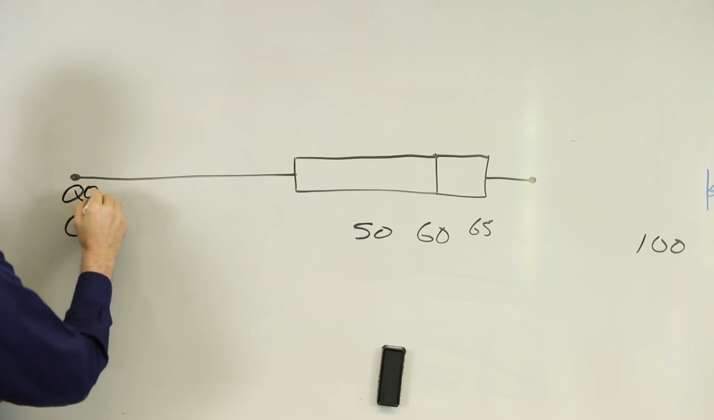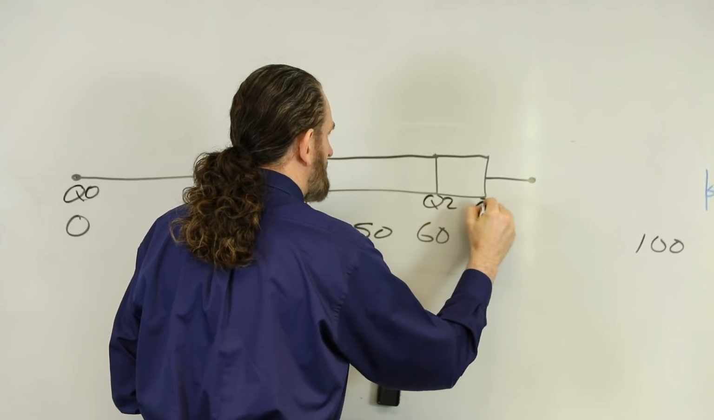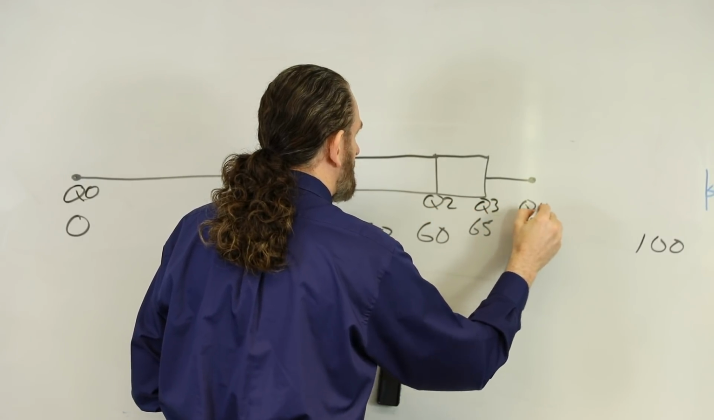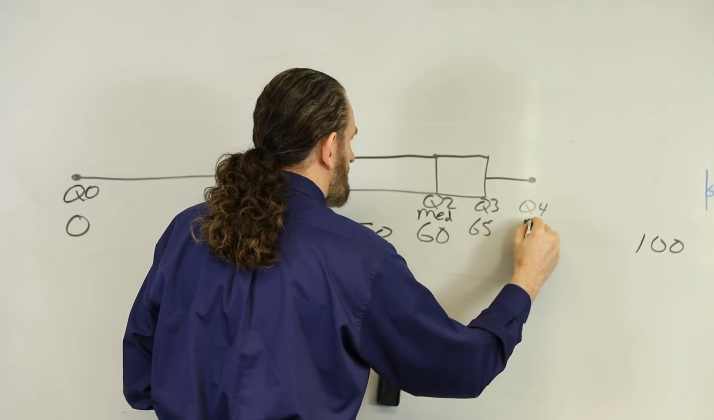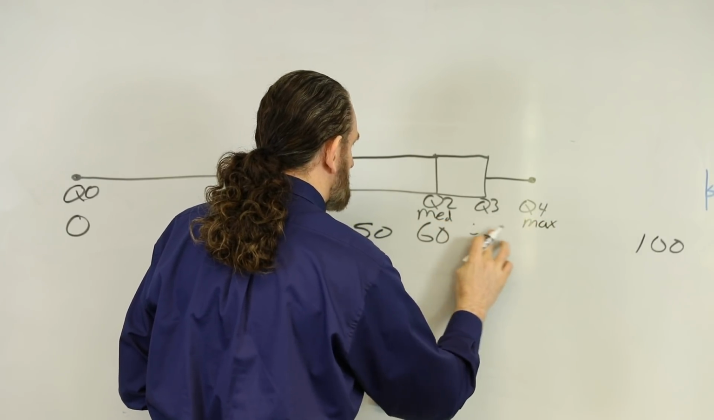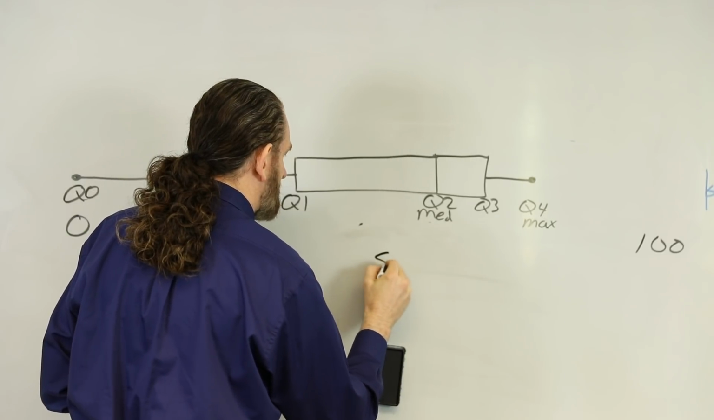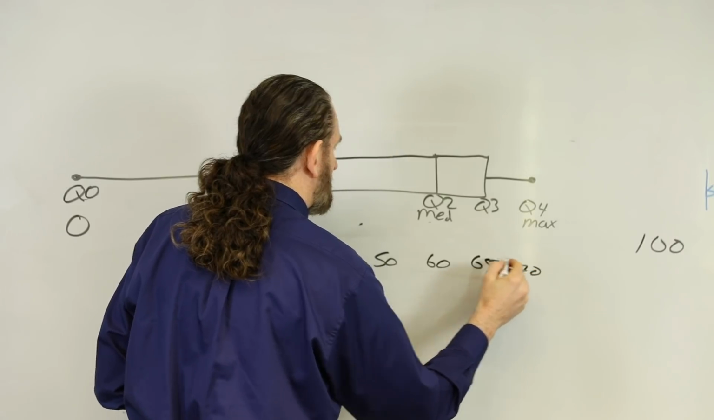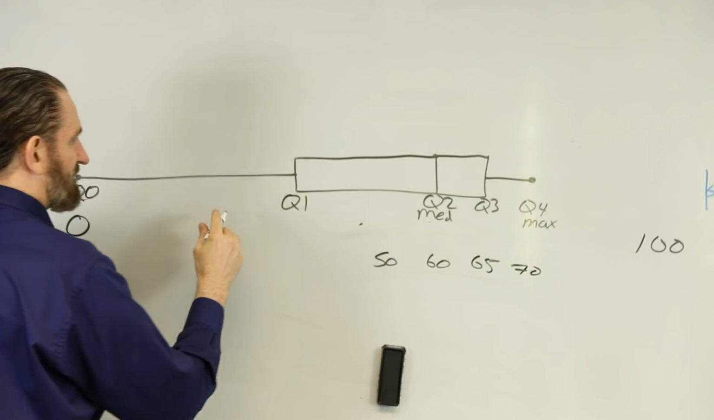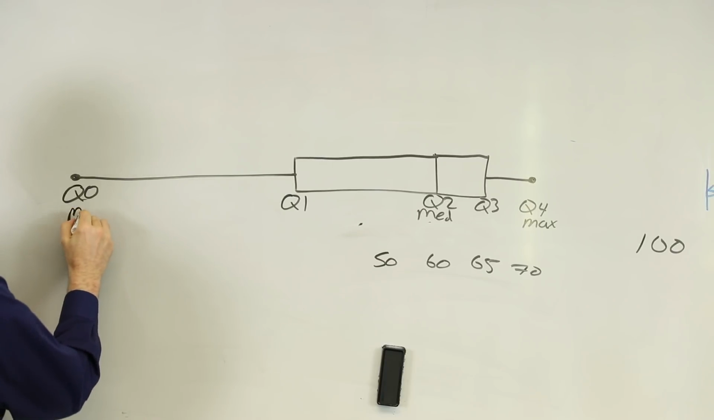Here's my Q0, my Q1, my Q2, my Q3, my Q4. Now Q2 again is my median. Q4 is my max. Move these numbers out of the way a little bit to give us more space here. And then finally down here at the bottom, where the 0 is, this would be my minimum.